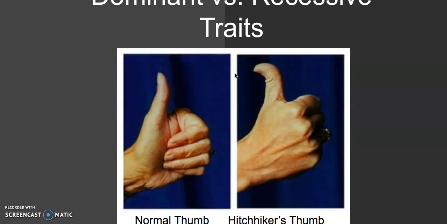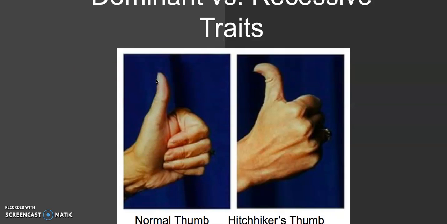To start off, we've got to understand the difference between dominant and recessive traits. On the left, you have a normal thumb, or a straight thumb, and that is a dominant trait. On the right, you have a hitchhiker's thumb, which is curved back like this, and is how people would hitchhike back in the day. Don't hitchhike, it's dangerous.